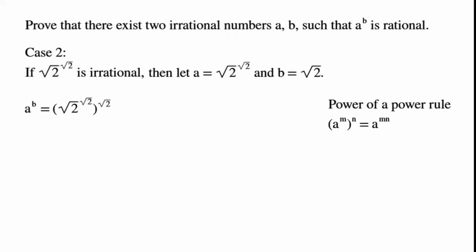Power of a power rule: a to the power of m, all to the power of n, equals a to the power of mn. So we can now write root 2 all to the power of root 2 times root 2, which is equal to root 2 to the power of 2, which is equal to 2, which is rational.